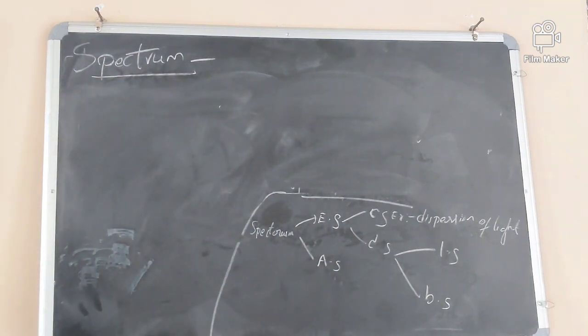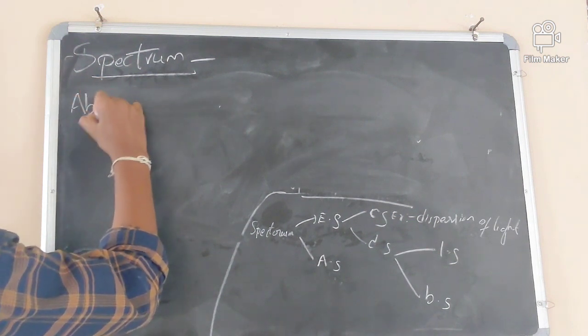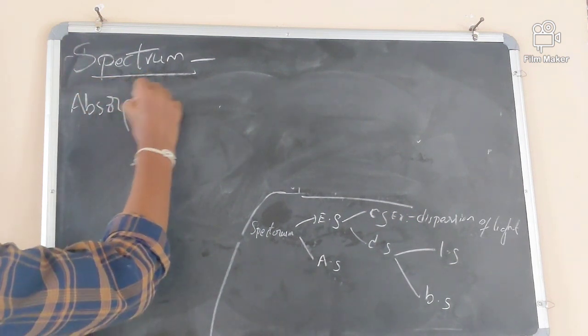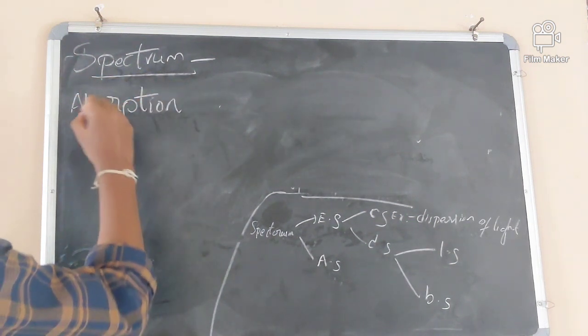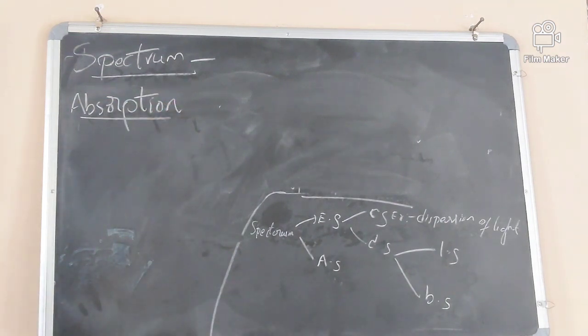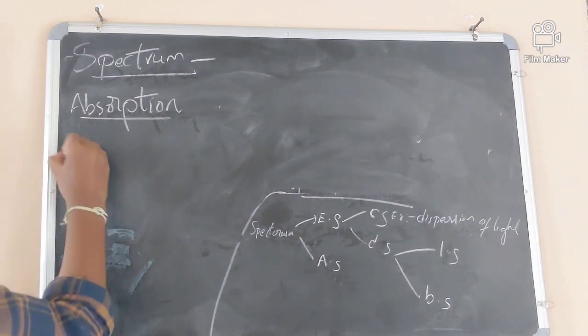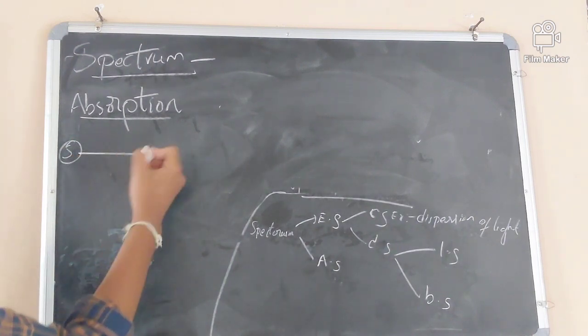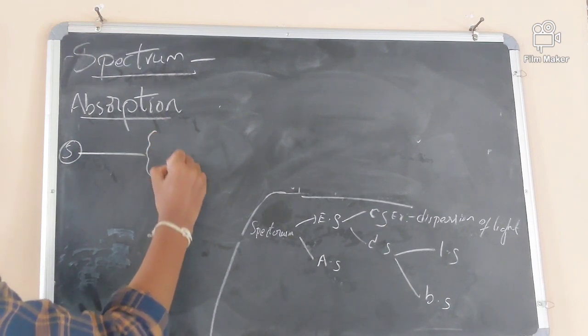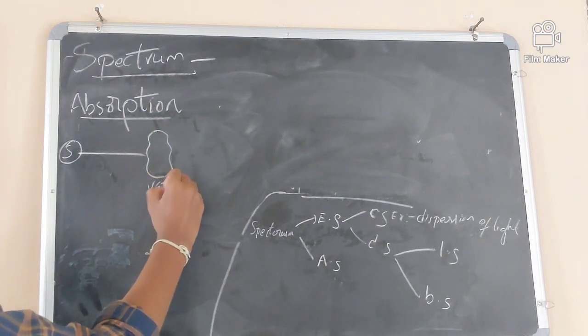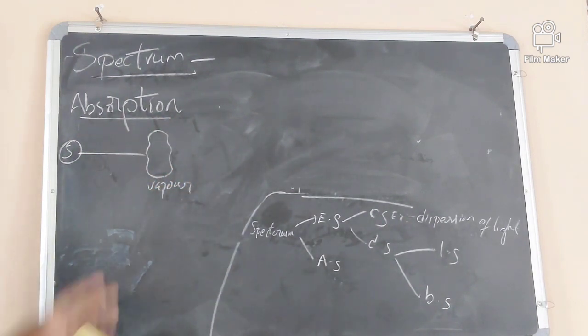Now see, first of all, the first spectrum, absorption spectrum. What is meant by absorption spectrum? When we take a source of light, emit the light, and pass it through a vapor or through any substance. So I take a substance called vapor.